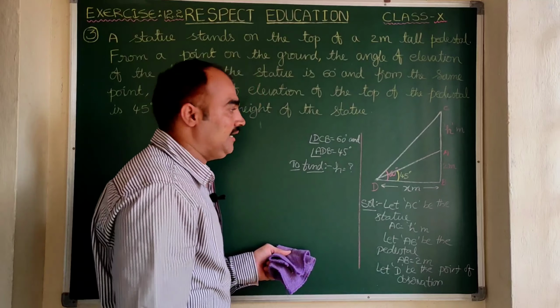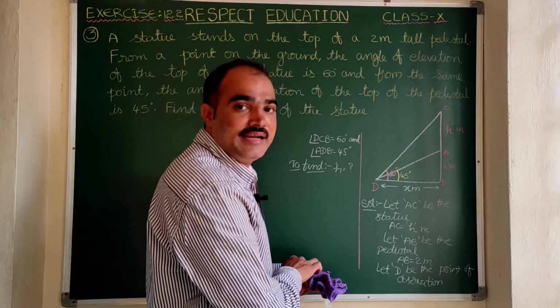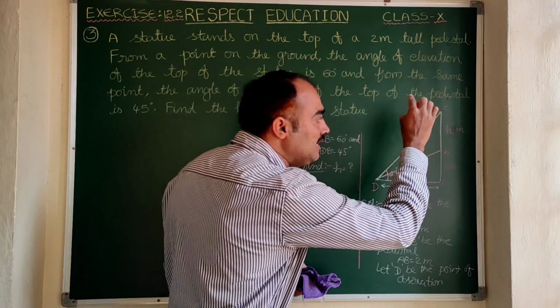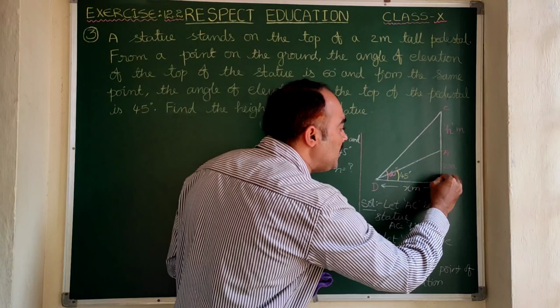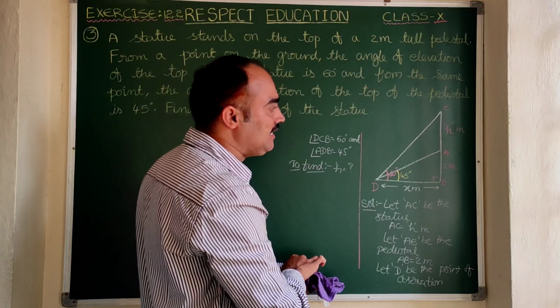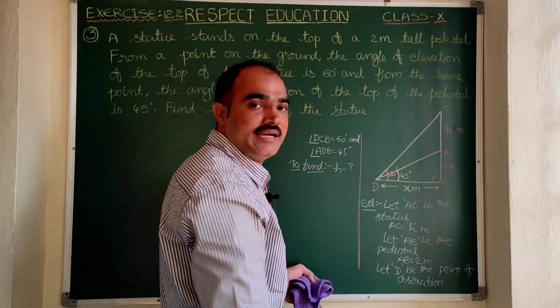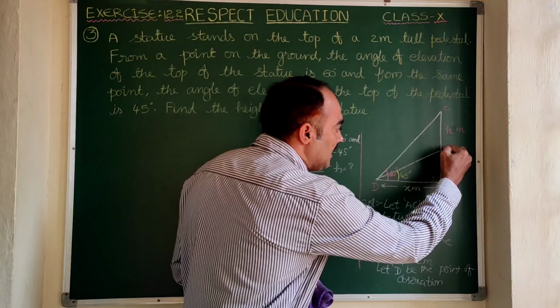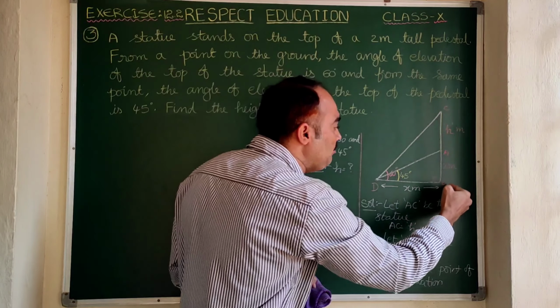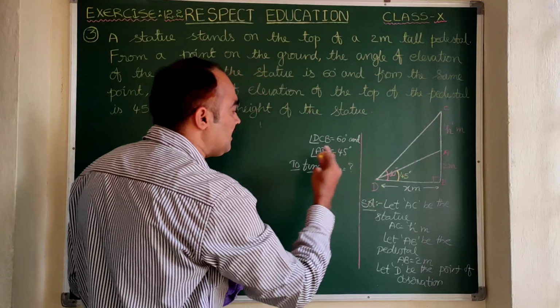Now as usual, let us see what are the right angle triangles. Clearly the pedestal and the statue both are perpendicular to the earth. So angle B is 90 degrees, so that we get two right angle triangles. First one is triangle ABD. Second right angle triangle is triangle CBD. So now let us separate them.